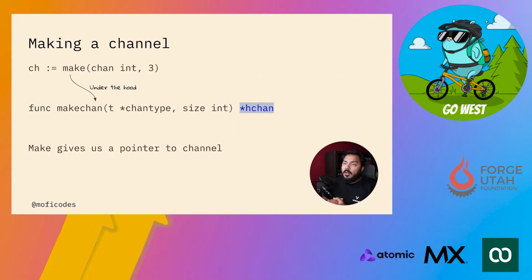So when you call the make command to create a channel, what happens underneath is that a function called makechan gets called, which takes the chan type, in this case int. It also takes the size, how many things you want, in this case 3, and returns a pointer to hchan. And the pointer is important here. That's why we get a pointer to a channel.